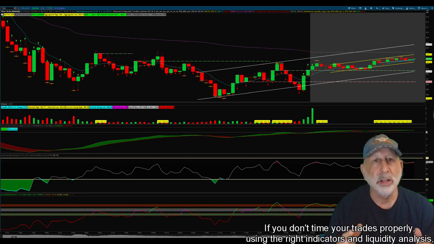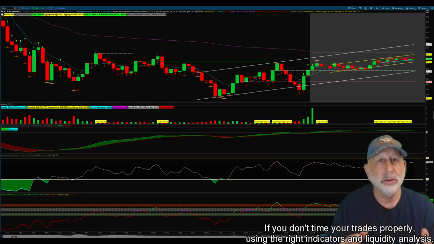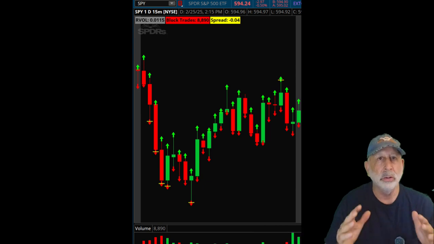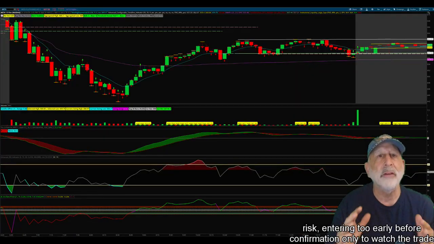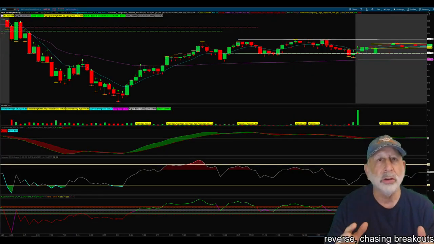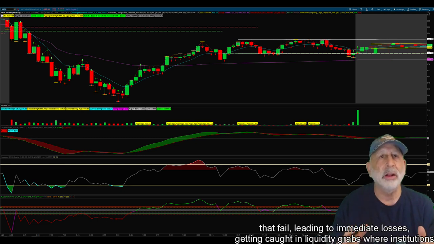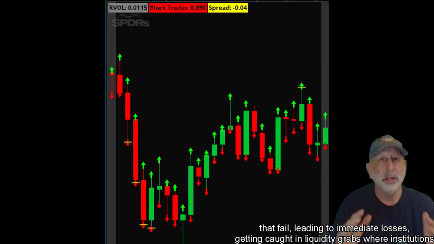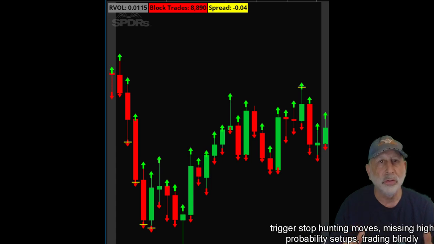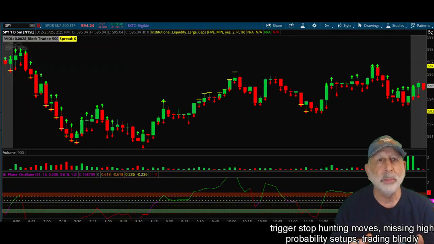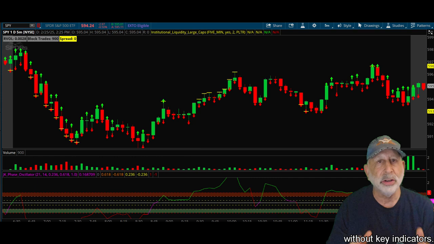If you don't time your trades properly, using the right indicators and liquidity analysis, you risk entering too early before confirmation, only to watch the trade reverse, chasing breakouts that fail, leading to immediate losses, getting caught in liquidity grabs where institutions trigger stop hunting moves, missing high probability setups, trading blindly without key indicators.